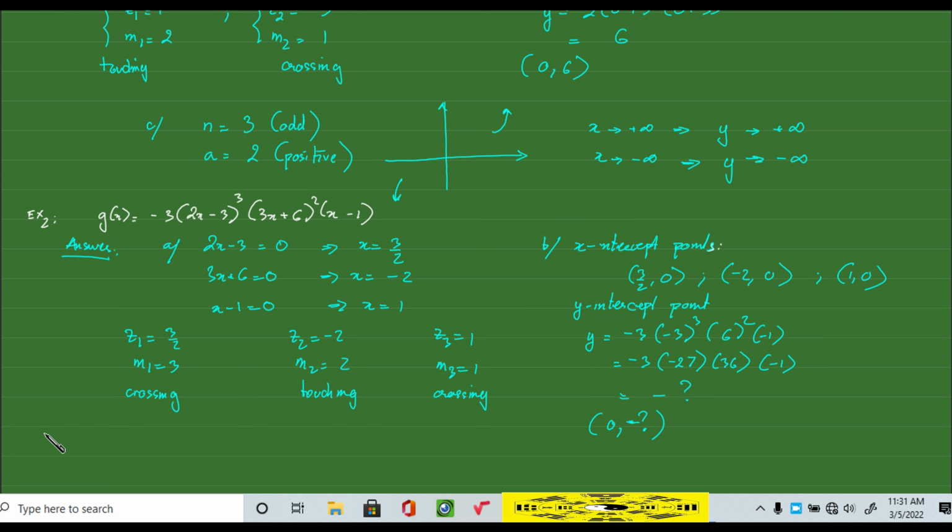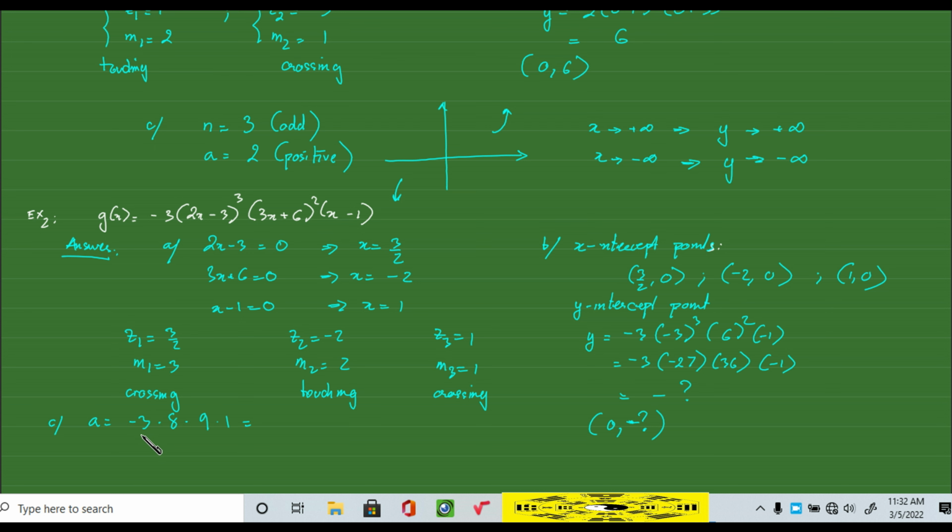Now, this is where the difference is between the second example and the first example. If we say that the a value, the leading coefficient, is -3, that would be wrong. You have to be careful because this factor is raised to the third, this one is raised to the second. The leading coefficients inside are 2, 3, and 1. When you raise 2 to the third, it gives you 8. When you raise 3 to the second, it gives you 9. 1 is just 1.